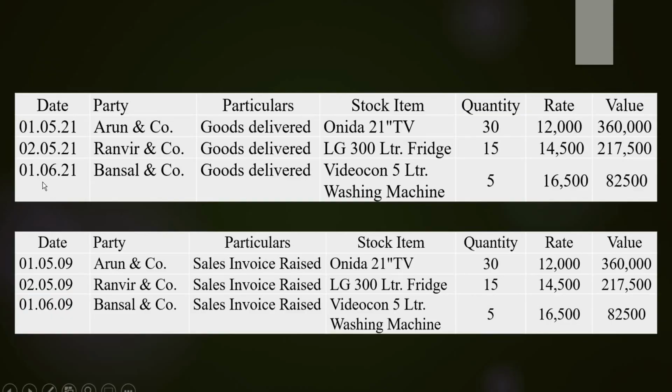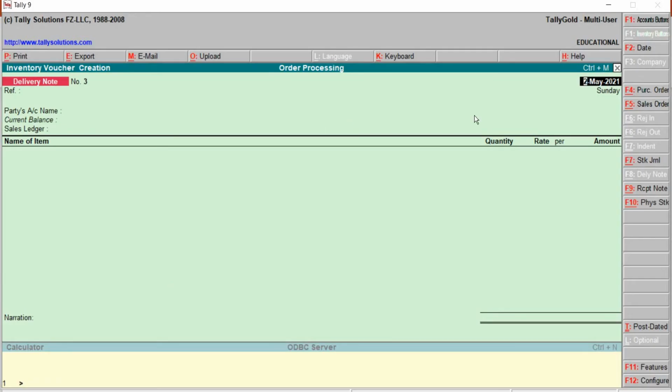The last entry for delivery note voucher, this is on 1st of June. Bansal and Company, goods delivered. Videocon washing machine, quantity 5, and the rate per piece or rate per unit. Correct? Okay. That is 16,500. Let's see this particular recording. Change the date. It will be delivered on 1st of June.